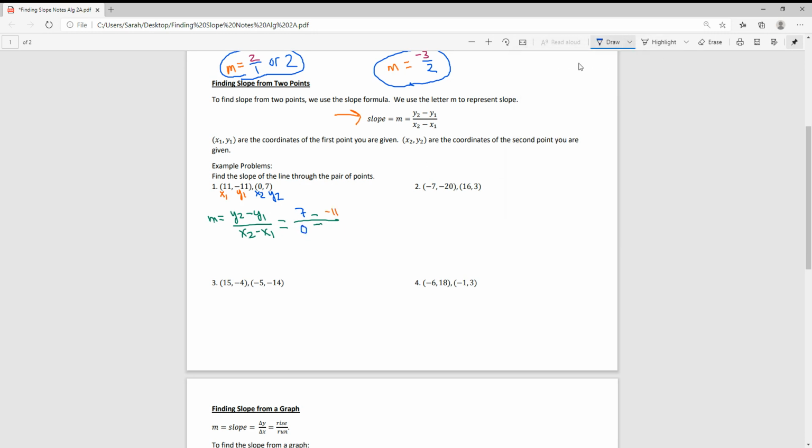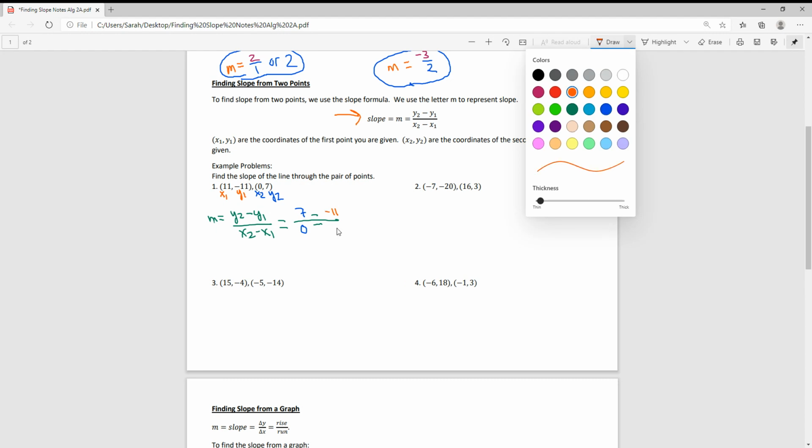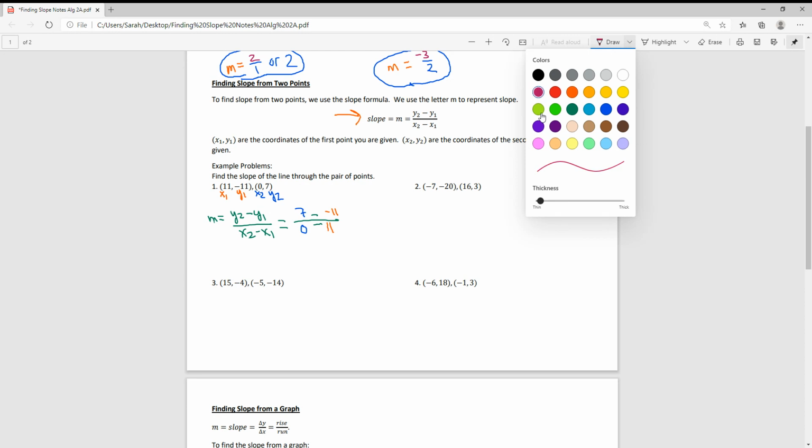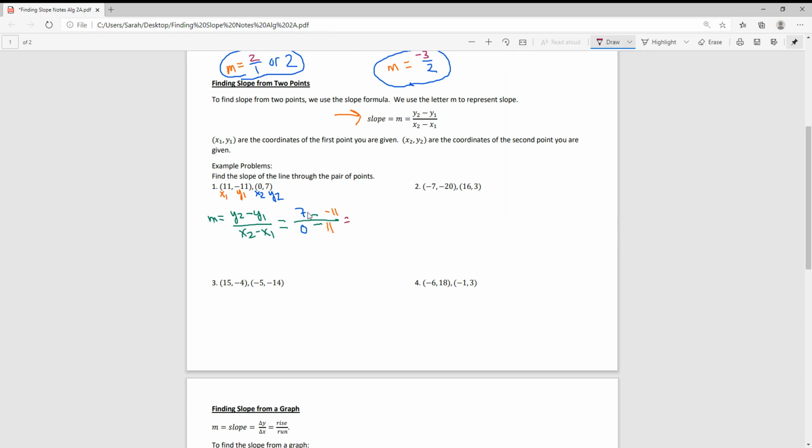x2 is 0. x1 is 11. So it looks like 0 minus 11. Now I do the math. 7 minus -11, anytime you have a double negative, it's the same as adding. So instead of thinking minus -11, you can think 7 plus 11, which is 18.